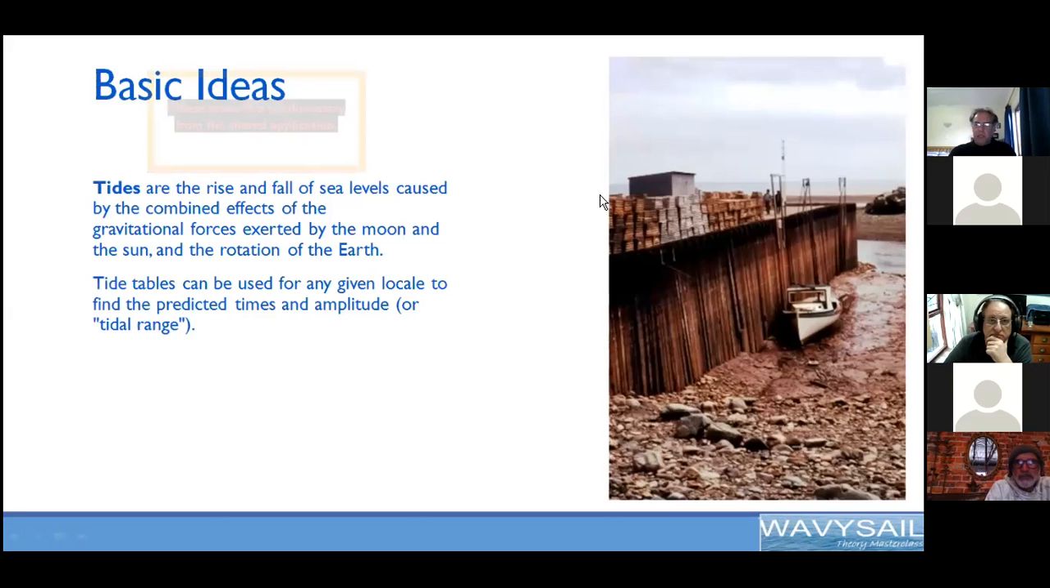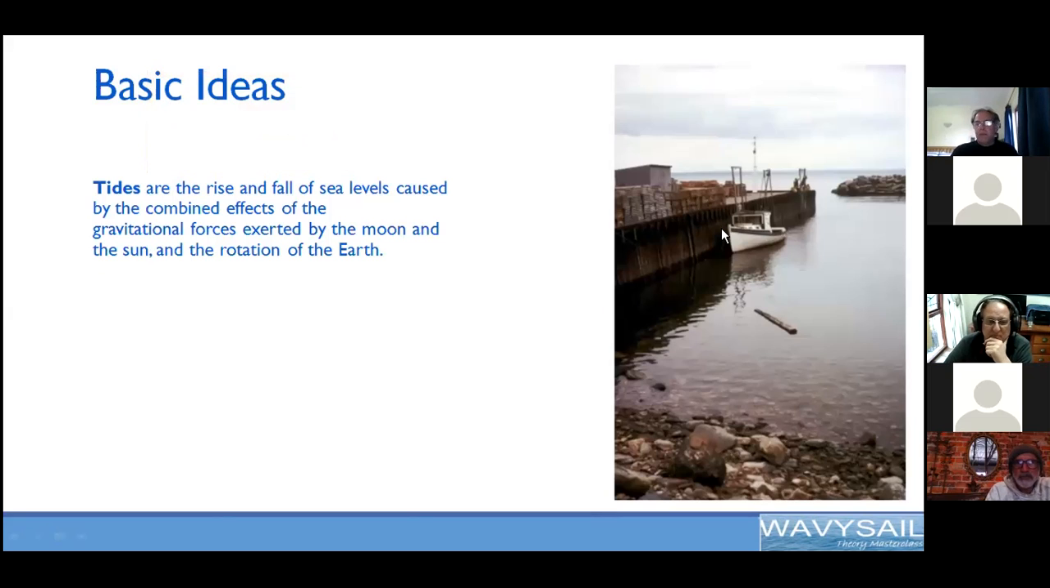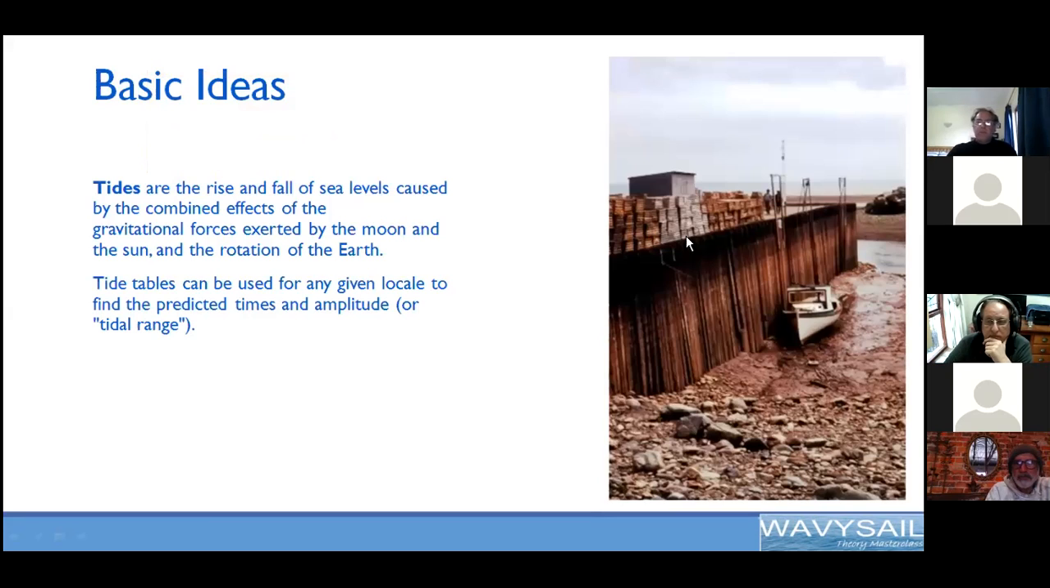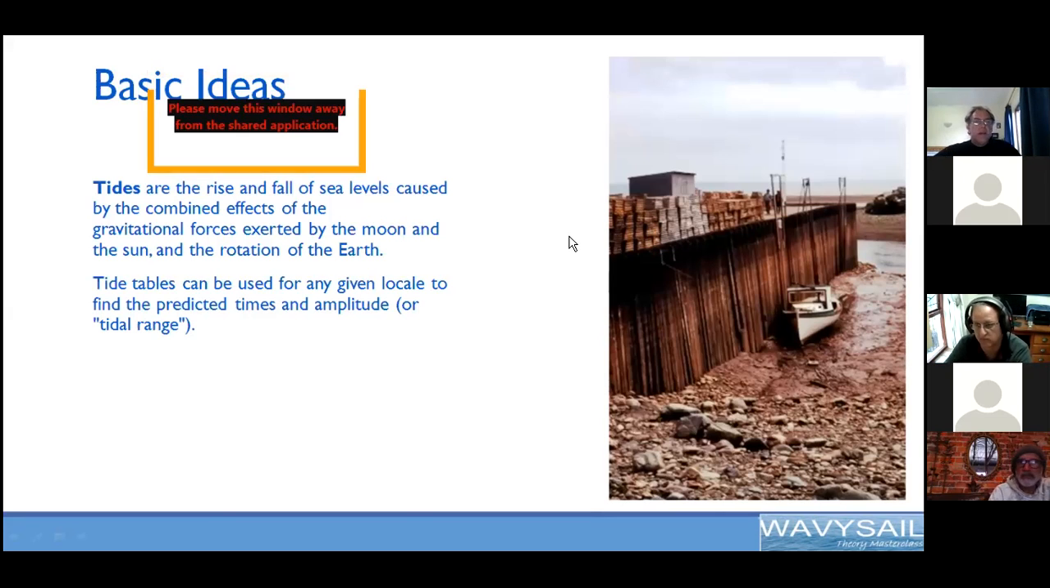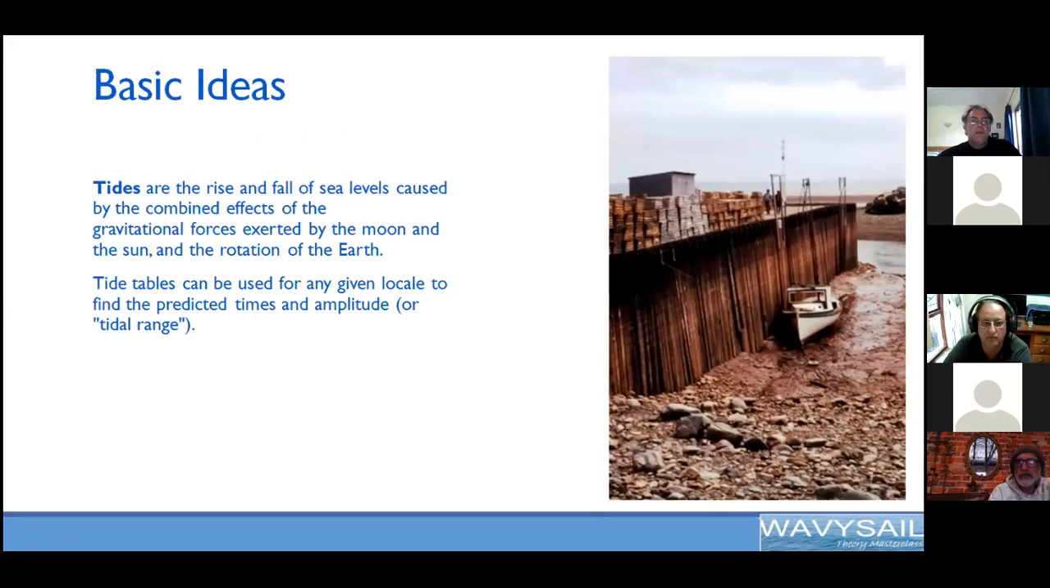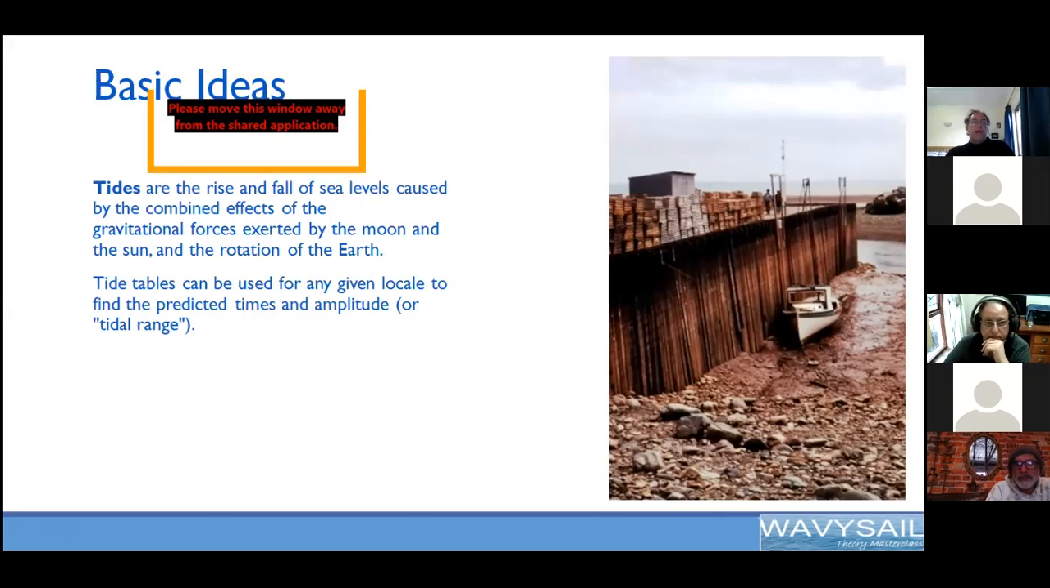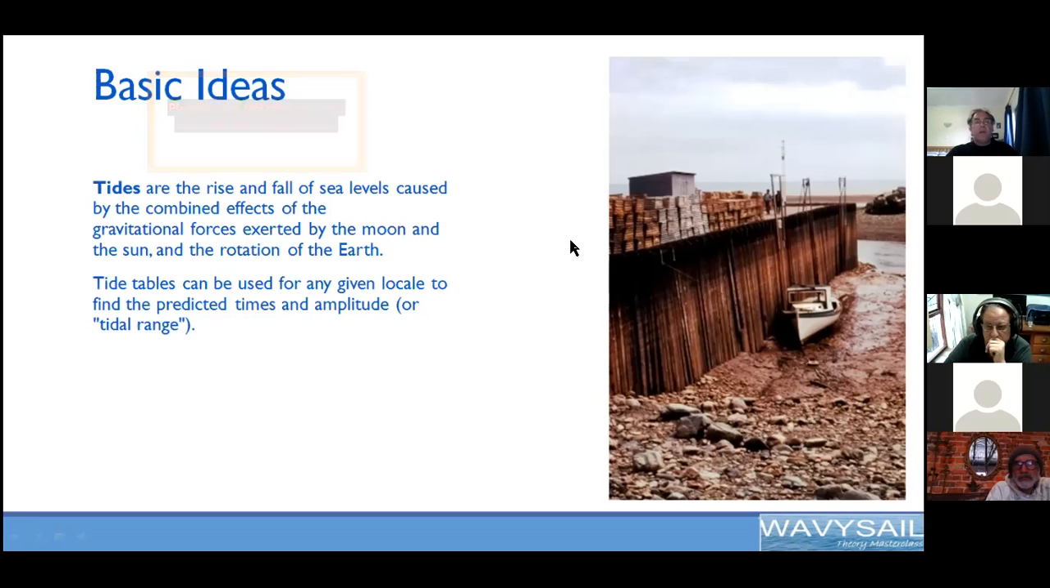So if we look at the picture on the right, and 6 hours later, the same spot. So tides can be used for a given locale, and you'll find that their range or amplitude is what we call the tidal range, okay? So for any given place on the planet, we can actually get tide times and amplitude predicted, okay?